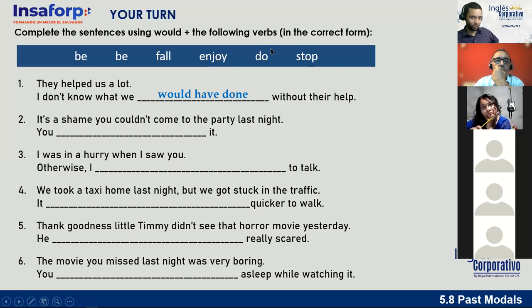Así que ya ocupamos do. No lo vayan a utilizar otra vez. You need to use the verbs be again, fall, enjoy, and stop. So we're going to try to do this here together. Yeah, I think we can do it together. What about number two? Who wants to try?